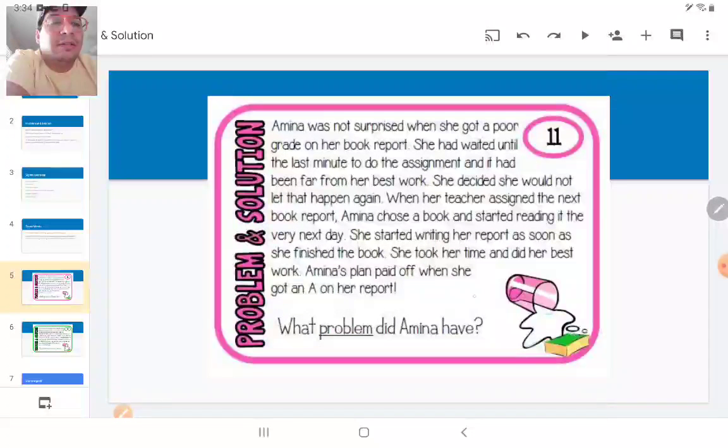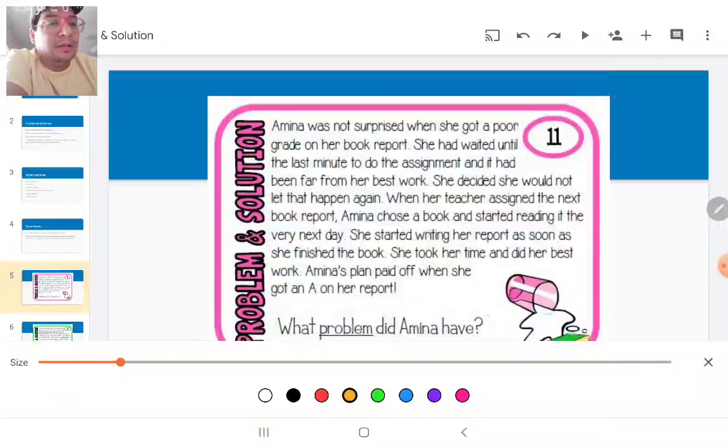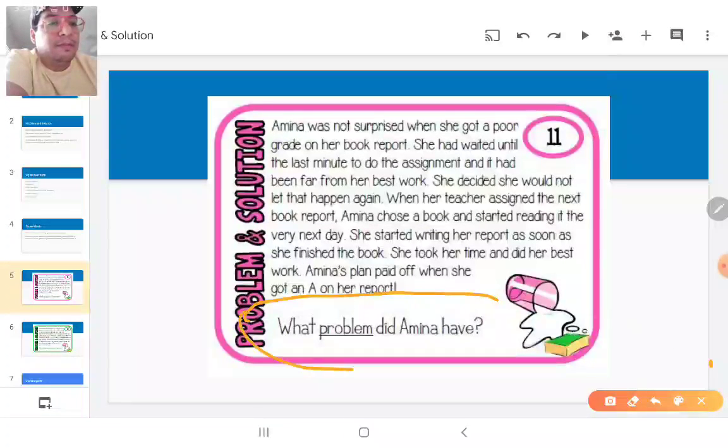Okay, the question here is, what happened, right? It says, what problem did Amina have? What happened here in the story that we can say is a problem? That's where we're identifying the problem first. Well, after reading the story, we realized that it's a girl that was doing a class, and she failed at first, and then she did better at the end, right? But the actual problem is that she waited until the last minute to do the assignment.